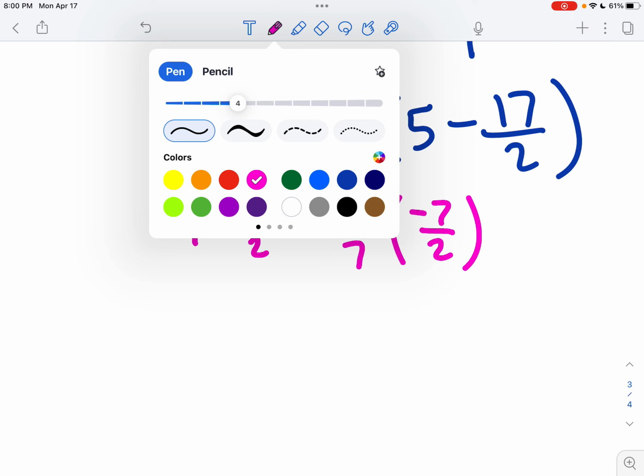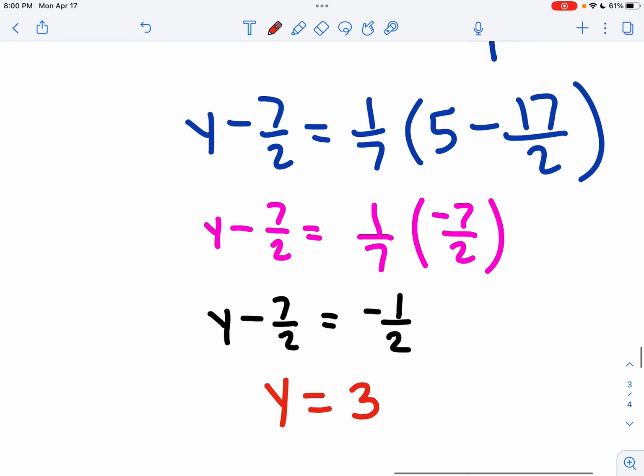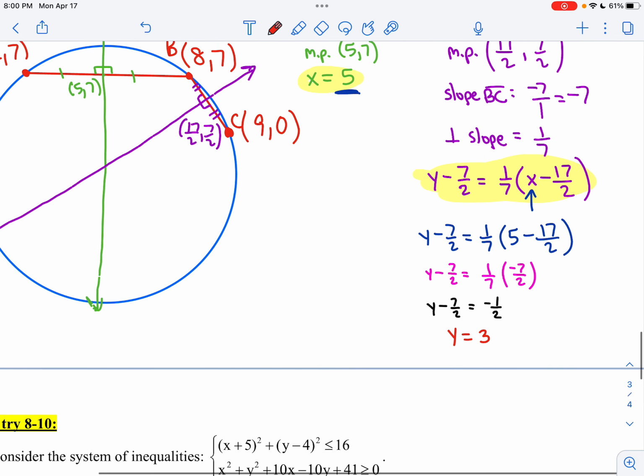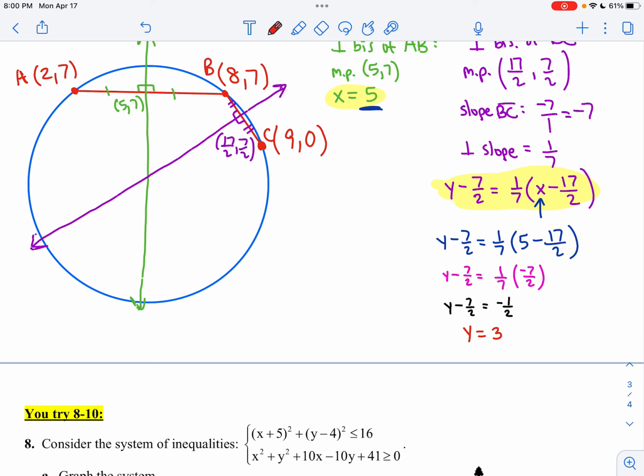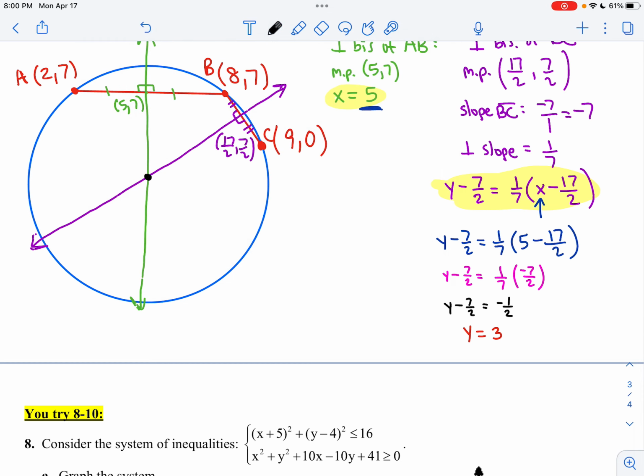Now we can multiply on the right-hand side, and that actually, not too bad, turns into a -1/2. And so now when we do -1/2 plus 7/2, we get 6/2, which is just 3. And keep in mind, we already knew the x-coordinate was a +5. So here, let's go back to our picture. You could write down that we just found those coordinates were 5, 3.